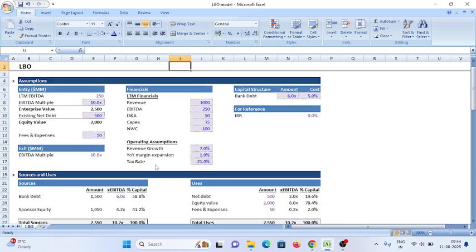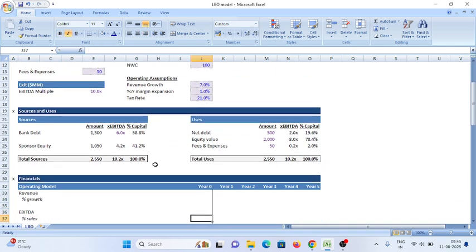Next, we also have some other assumptions. We assume that company ABC is generating revenue of 1 billion, EBITDA of 250 million, D&A of 50 million, capex of 75 million, and net working capital of 100 million. We also have other assumptions for 5-year projections. We assume that the private equity firm is going to hold this company for 5 years and then sell it. We expect revenue to grow at 7% every year, and margins to expand by 1% every year. We also have a tax rate of 21%.